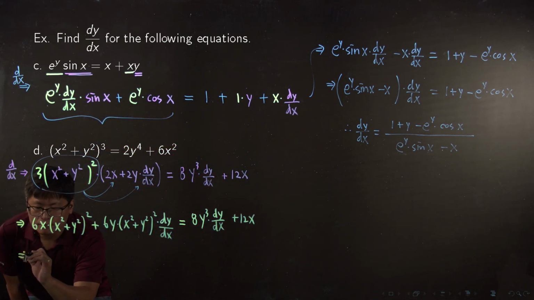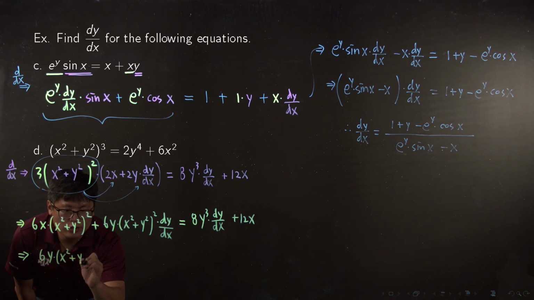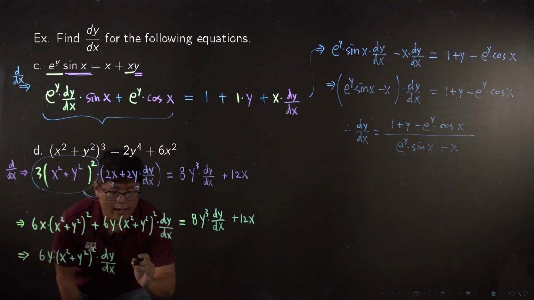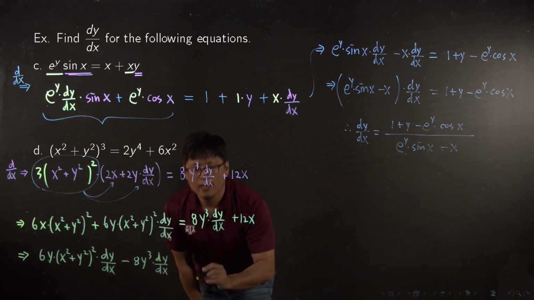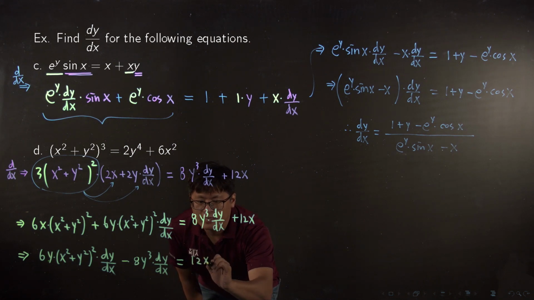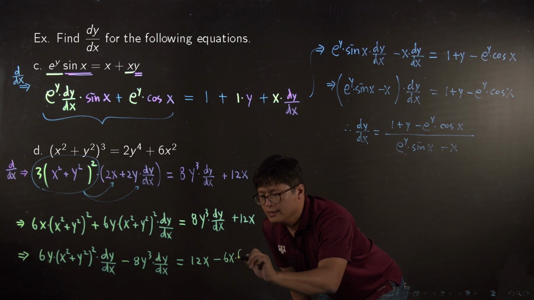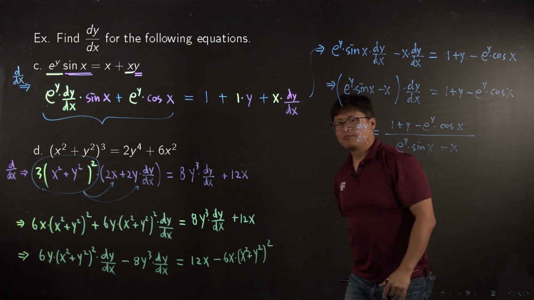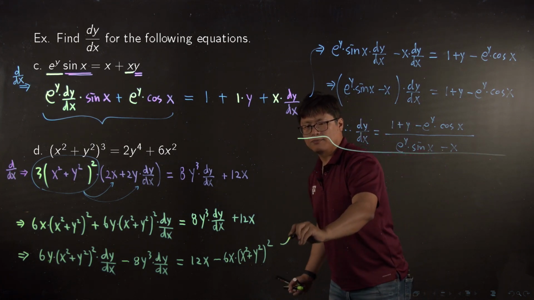Then this guy is 6y times (x squared plus y squared) squared, dy/dx, and minus 8y cubed, this guy came from the right-hand side, is equal to 12x and minus, this guy came from the left-hand side, (x squared plus y squared) squared. Almost there. Then let me move to here. We just split it this way.